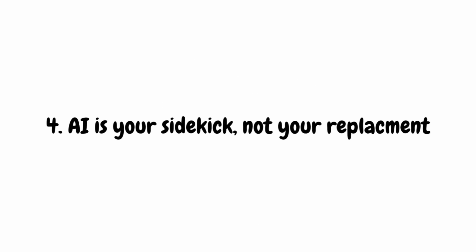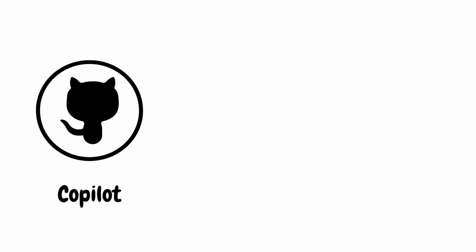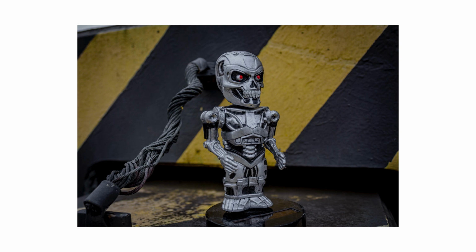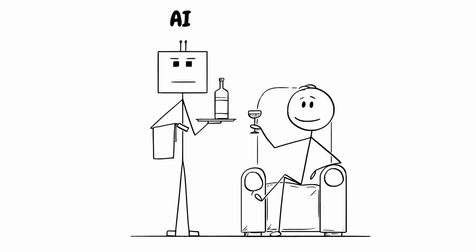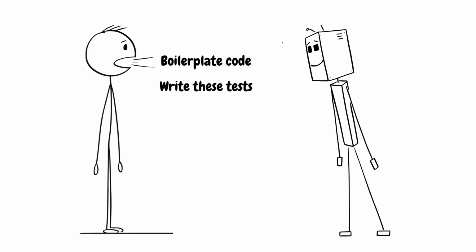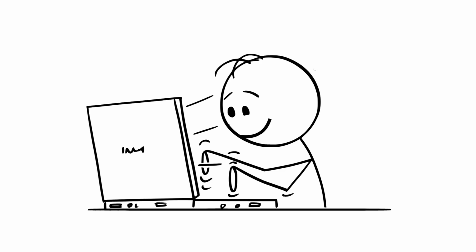AI tools are your sidekick, but not your replacement. Tools like GitHub Copilot and ChatGPT are super handy. But before you hand over your keyboard to Skynet, let's get something straight. AI is here to help, not to think for you. Use AI for the boring stuff. You know, boilerplate code, maybe testing, or "how do I do this in regex again" questions. It's like having a junior dev who types really fast and never gets tired.